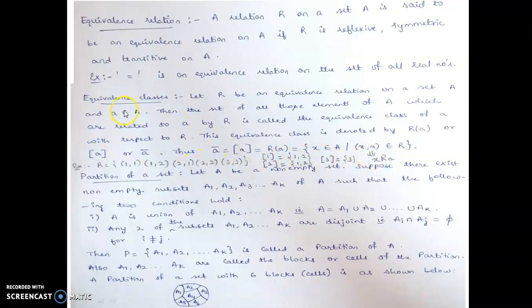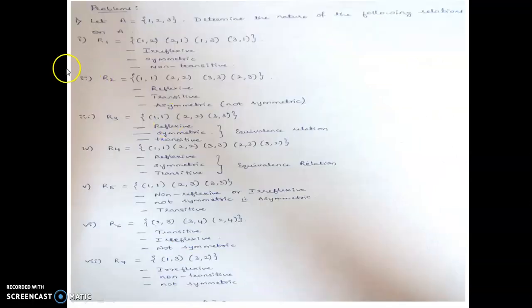So we'll see an example on equivalence relation and equivalence class, and what is the meaning of a partition of a set. And when we take an example, you will understand what an irreflexive relation is, what a symmetric one is, and what a non-symmetric one is. So let A be equal to {1, 2, 3}. Determine the nature of the following relations.